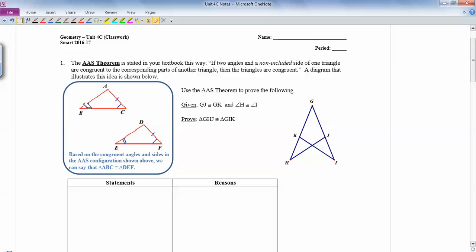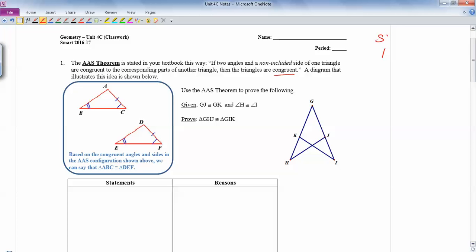So B goes with E, C goes with F, and then the non-included sides go together. And notice the non-included side is the one attached to the angle that has one curve. Same deal here. So if you have that angle-angle side matching up between two triangles, then you can say the triangles have to be identical to each other. They're congruent.